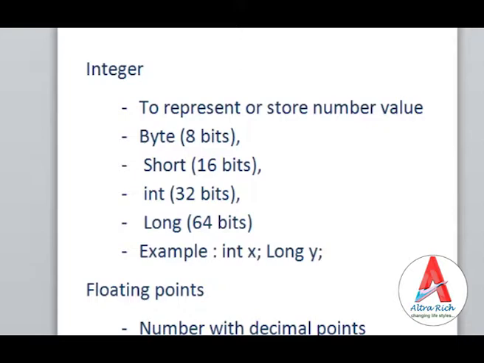Here is an example of how to declare an integer variable. Here, x is the integer variable. First, you should write the data type, and then you write the variable name, then a semicolon.